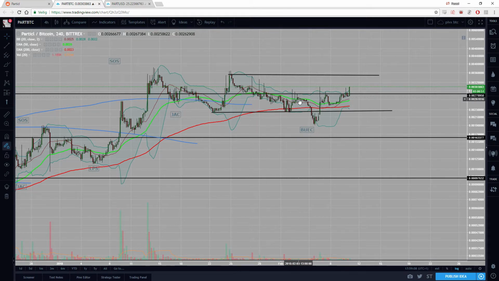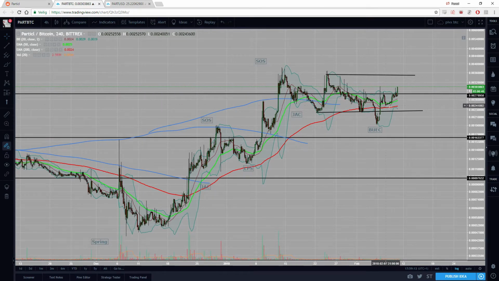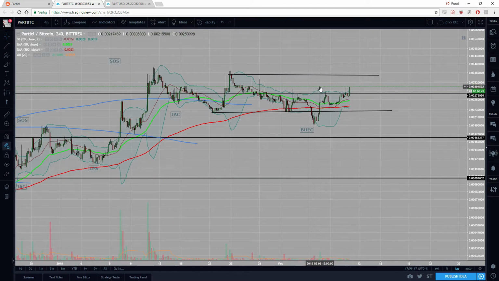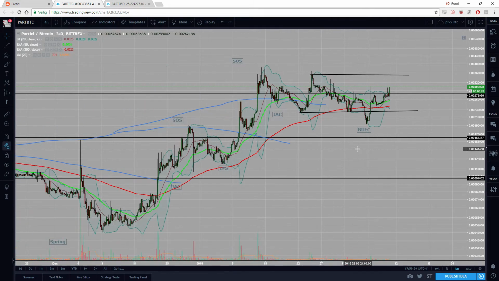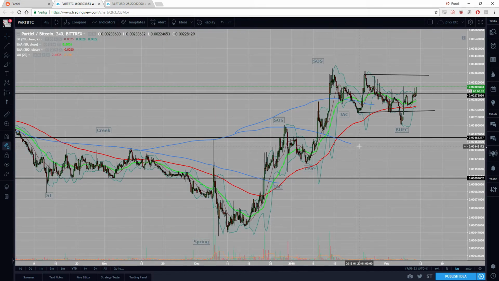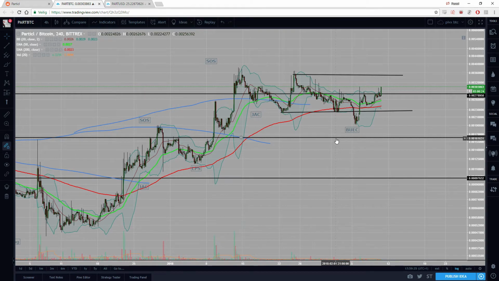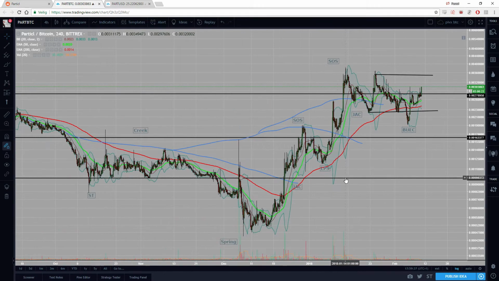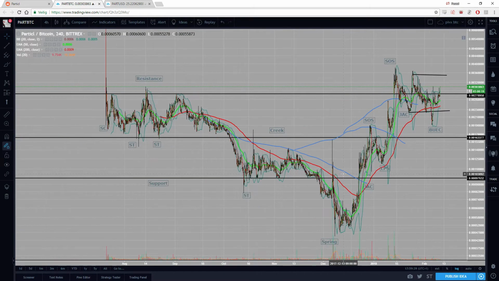If you have a creek right here, a jump across it with a really strong buying movement, a test across on the creek, and another jump across it. So Particl versus BTC looks really strong, and I guess someone is accumulating a lot of Particl at this point.